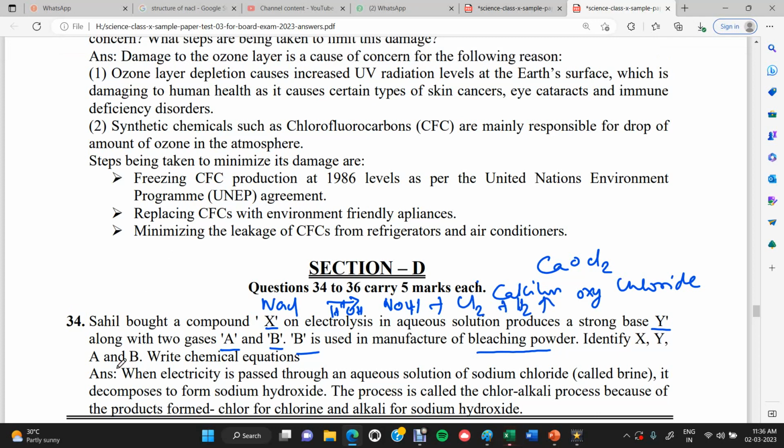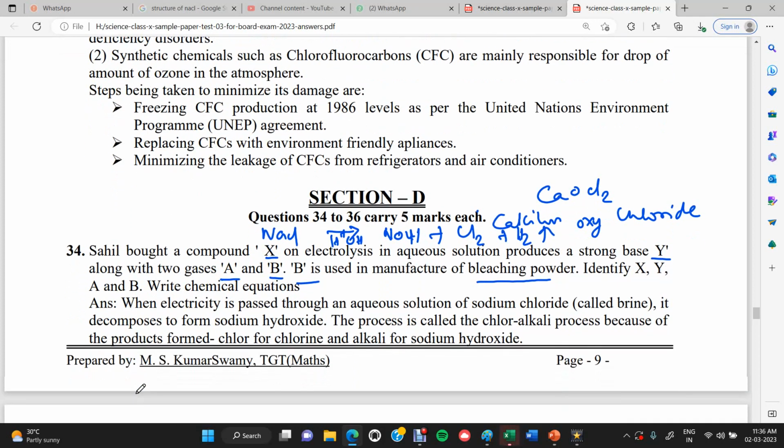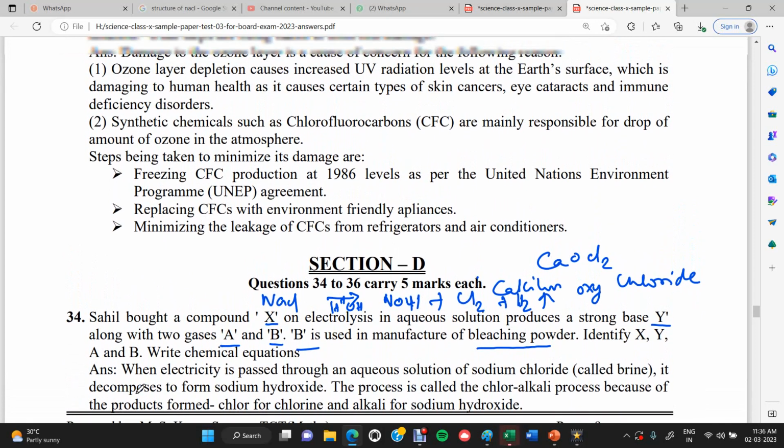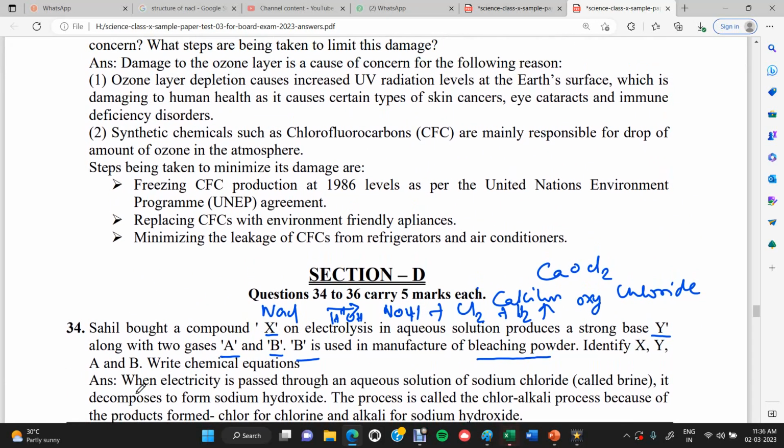That's it. So here, when electricity is passed through an aqueous solution of sodium chloride called brine, it decomposes to form sodium hydroxide. Note down the name of this process: chloralkali process. The products formed are chlorine and alkali. Chlor-alkali, that is chlorine and alkali.